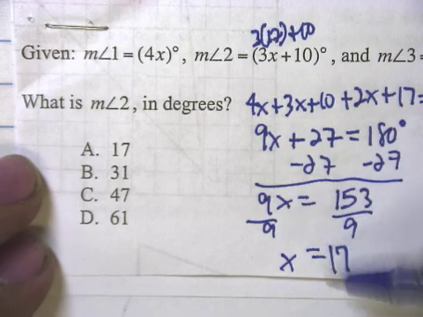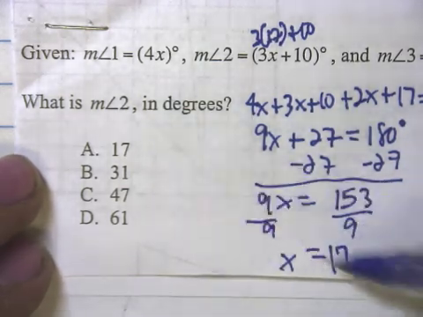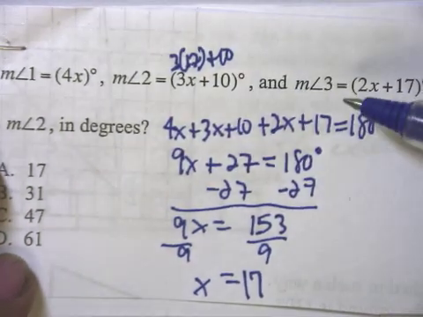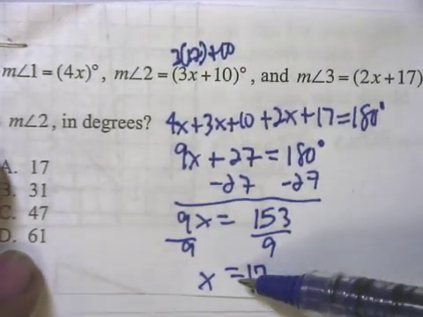Notice that 17 is one of my choices, but is that the answer? I don't think so. So make sure that you take all these angles, you add them together, set them equal to 180, solve for x, and then substitute at the end.